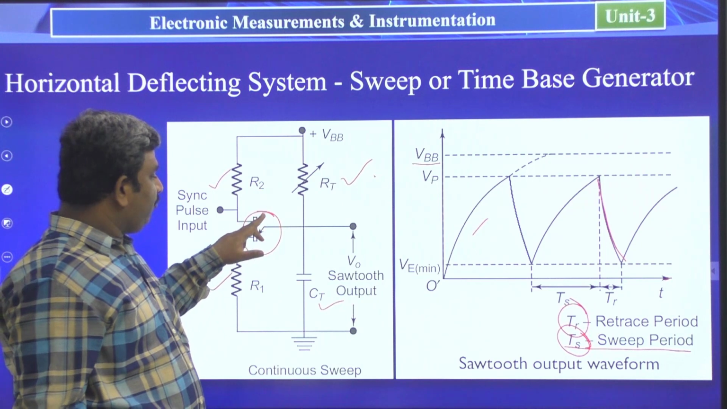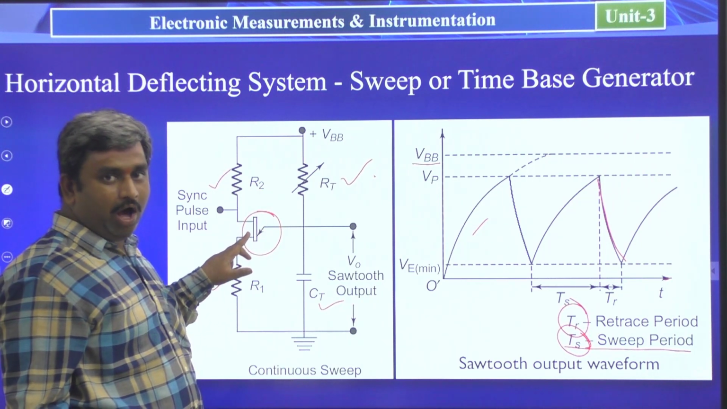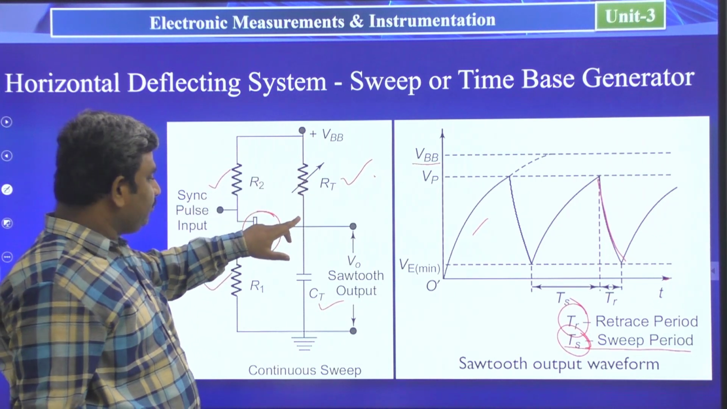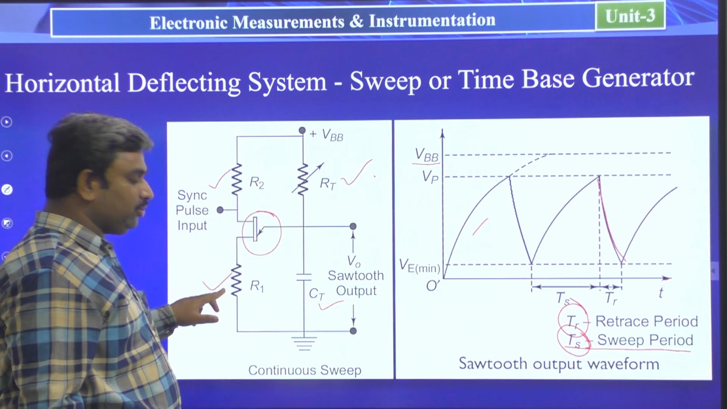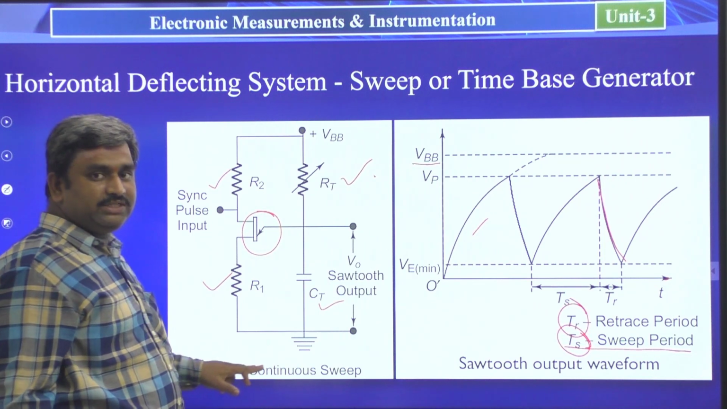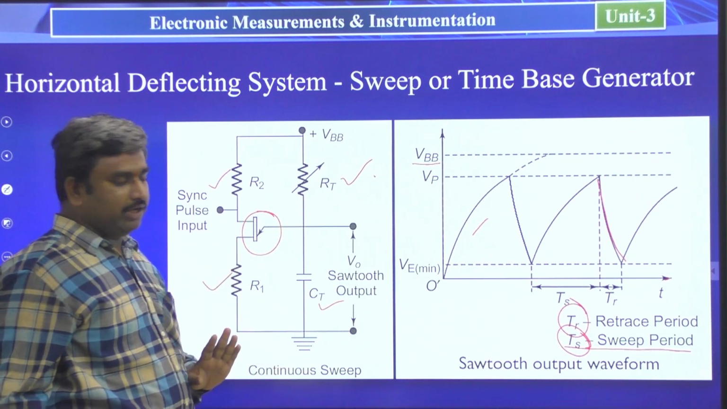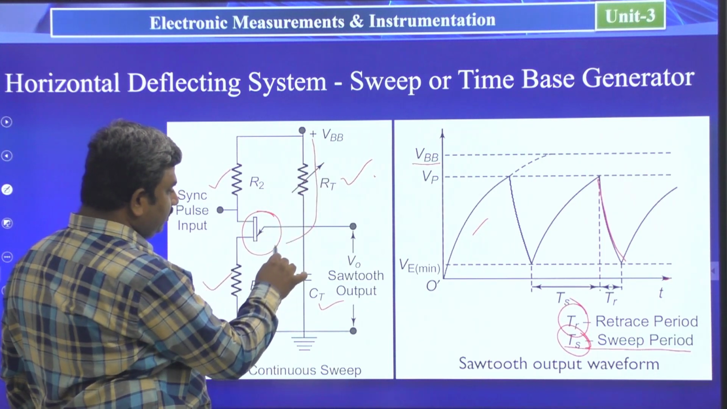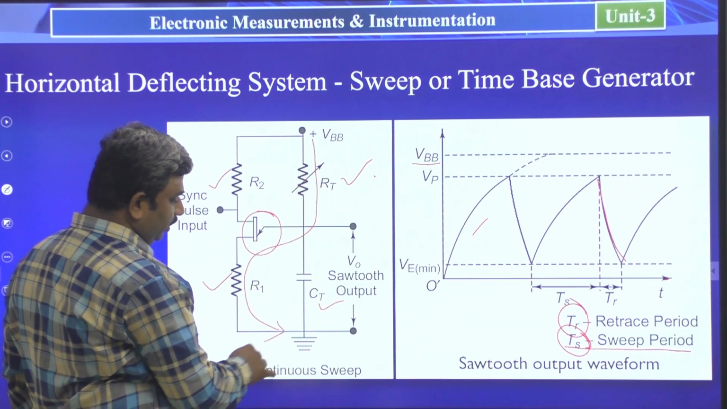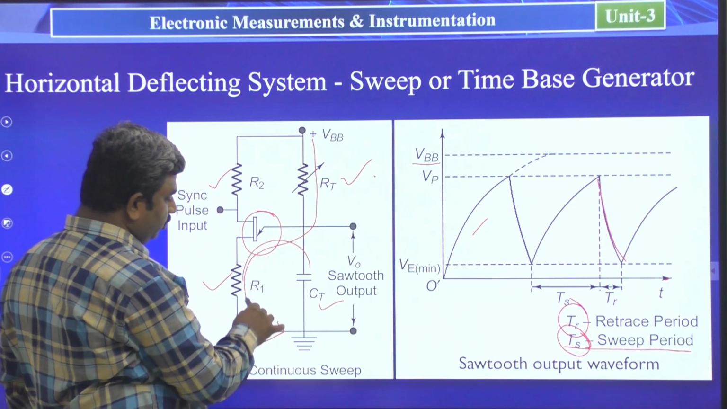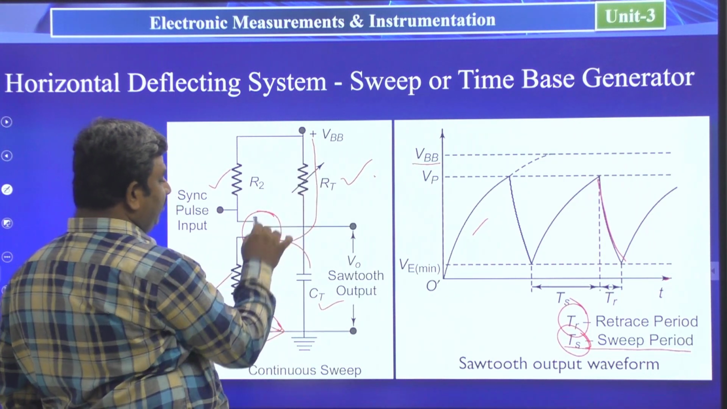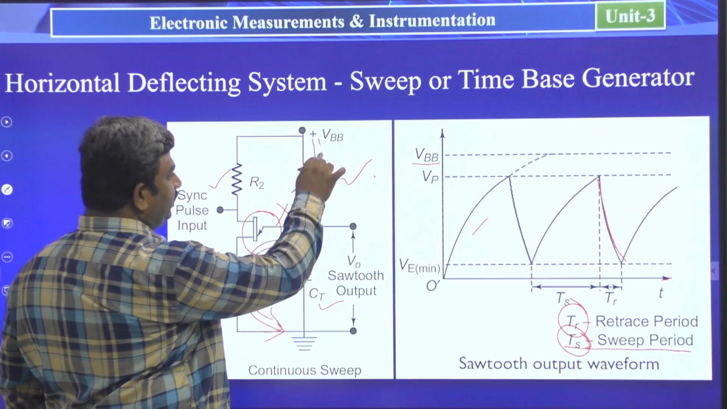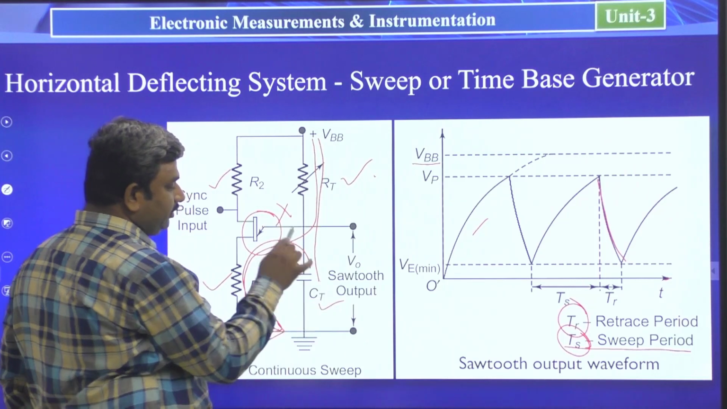When the UJT transistor is in the on position, the voltage passed through RT comes in this direction through the R1 resistor and discharges through R1. So whenever the UJT is on, the capacitor is discharged in this direction. Whenever the UJT is in the off period, the voltage comes in this direction and the capacitor is going to be charged.